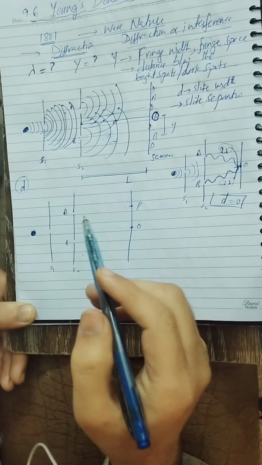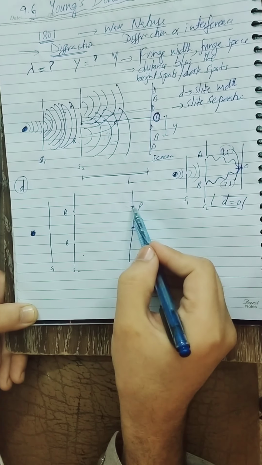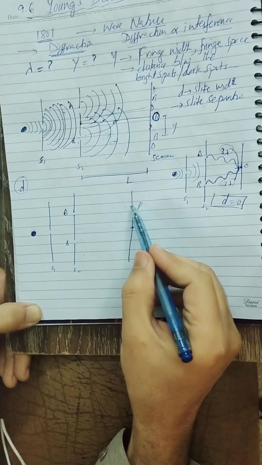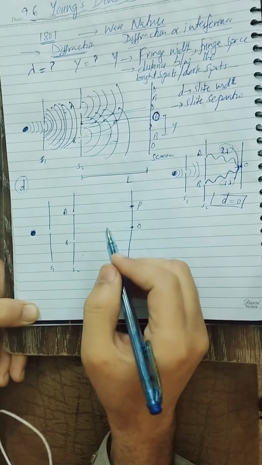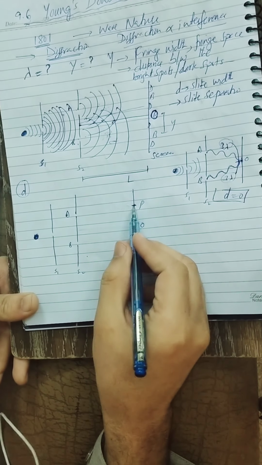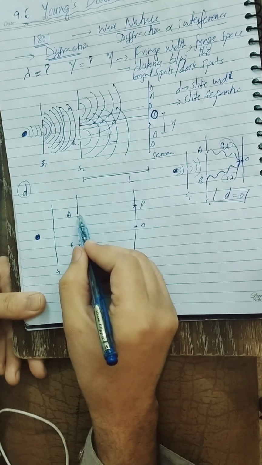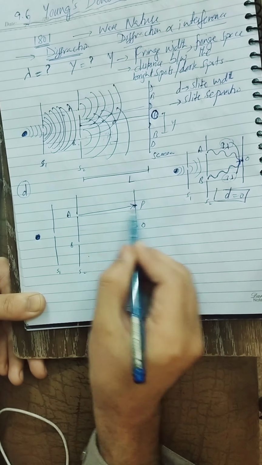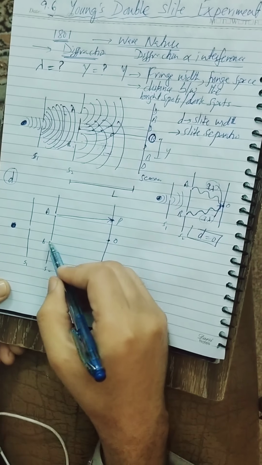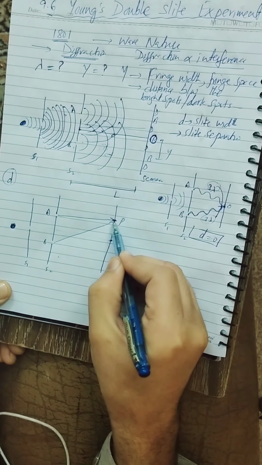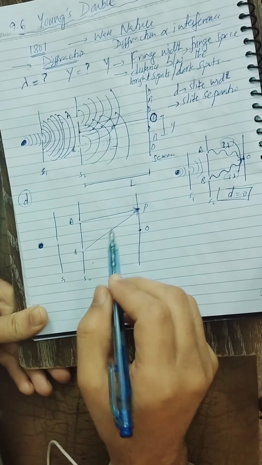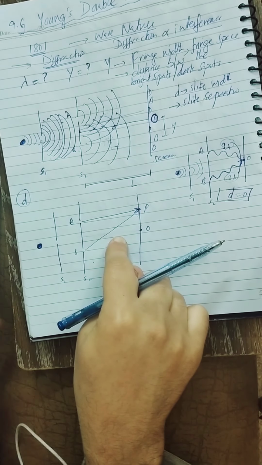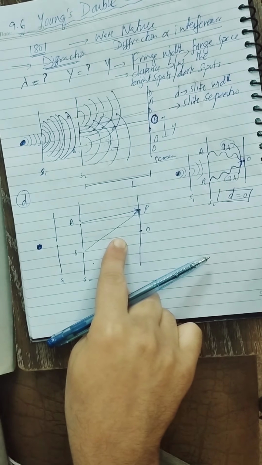Suppose there is another point P which has a bright spot, because there are alternating dark and bright spots on the screen. The light will come from A to P, which is called AP, and the light comes from B to P, which is called BP. So if someone asks you, are the paths AP and BP equal? The answer is no, the paths are not equal.